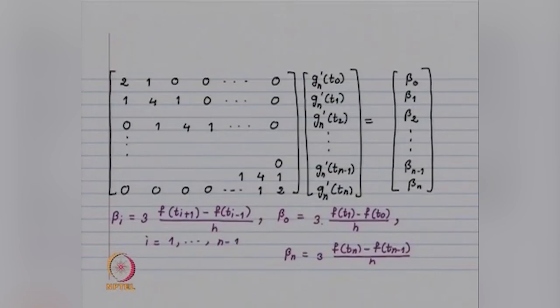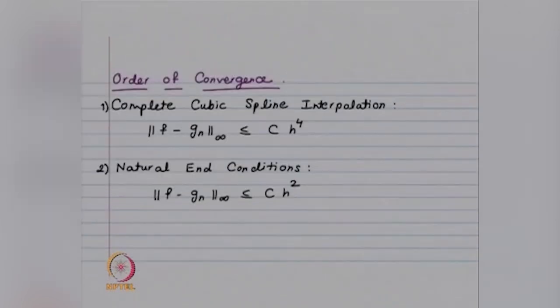So, here is the coefficient matrix. It is a tridiagonal matrix with diagonal entries to be 2 in the first and last row and all other diagonal entries to be equal to 4. Subdiagonal and superdiagonal entries are equal to 1. N plus 1 equations in n plus 1 unknowns. So, one solves those, gets g n dash at t i's. G n at t i, they are equal to f at t i, and that will completely determine the piecewise cubic polynomial, which is C2.